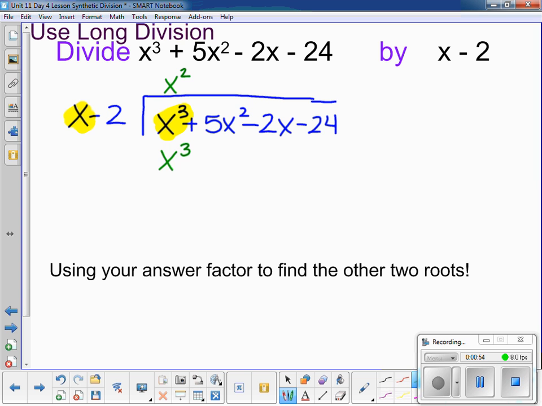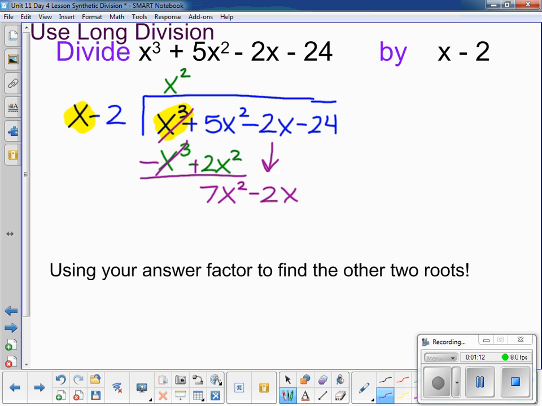Negative 2 times x squared is negative 2x squared. But we have to remember that this is subtraction, so that changes to a plus sign. So those cancel. 5x squared plus 2x squared is 7x squared. And then you bring the next thing you haven't used down.